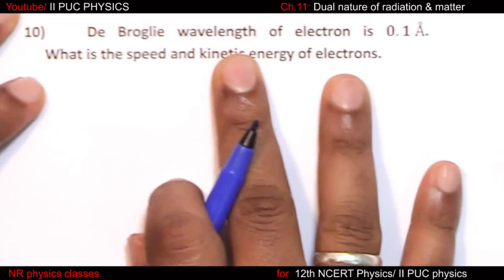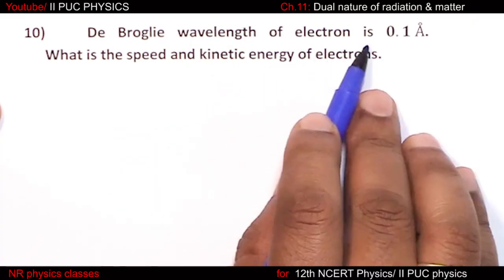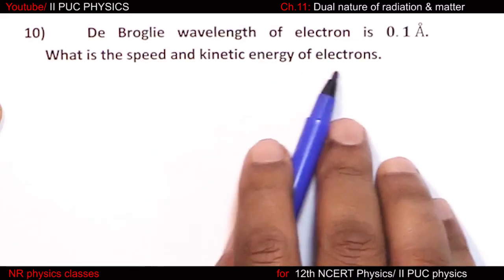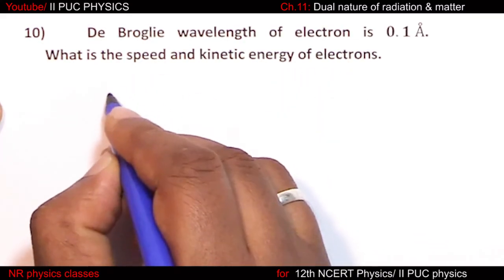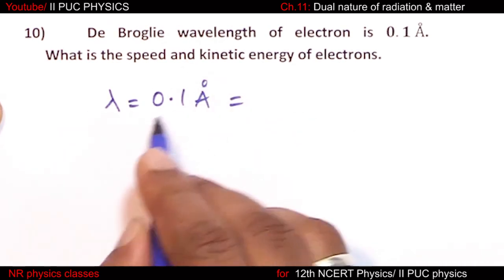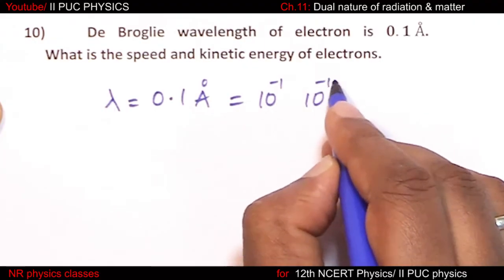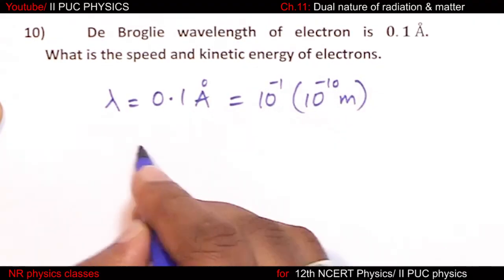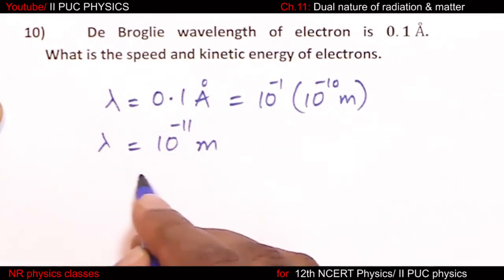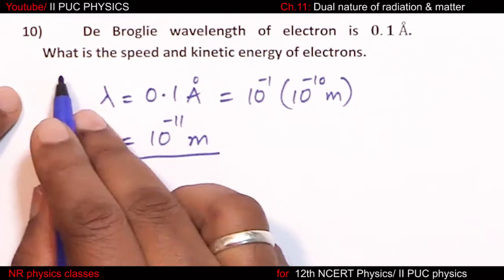De Broglie wavelength of electron is 0.1 angstrom. What is the speed and kinetic energy of electrons? De Broglie wavelength is 0.1 angstrom. 0.1 is 10 power minus 1. Angstrom is 10 power minus 10 meter. So wavelength is 10 power minus 11 meter. Okay. Next, what is the speed?